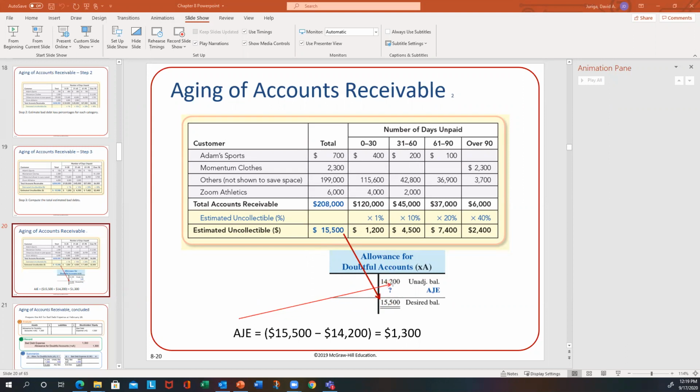So in this example, before any adjustments, they're saying allowance had a balance of 14,200. We want that balance to be 15,500. So the difference is 1,300. So if you plug a credit in here of 1,300 plus 14,200, that would give you the desired ending balance.